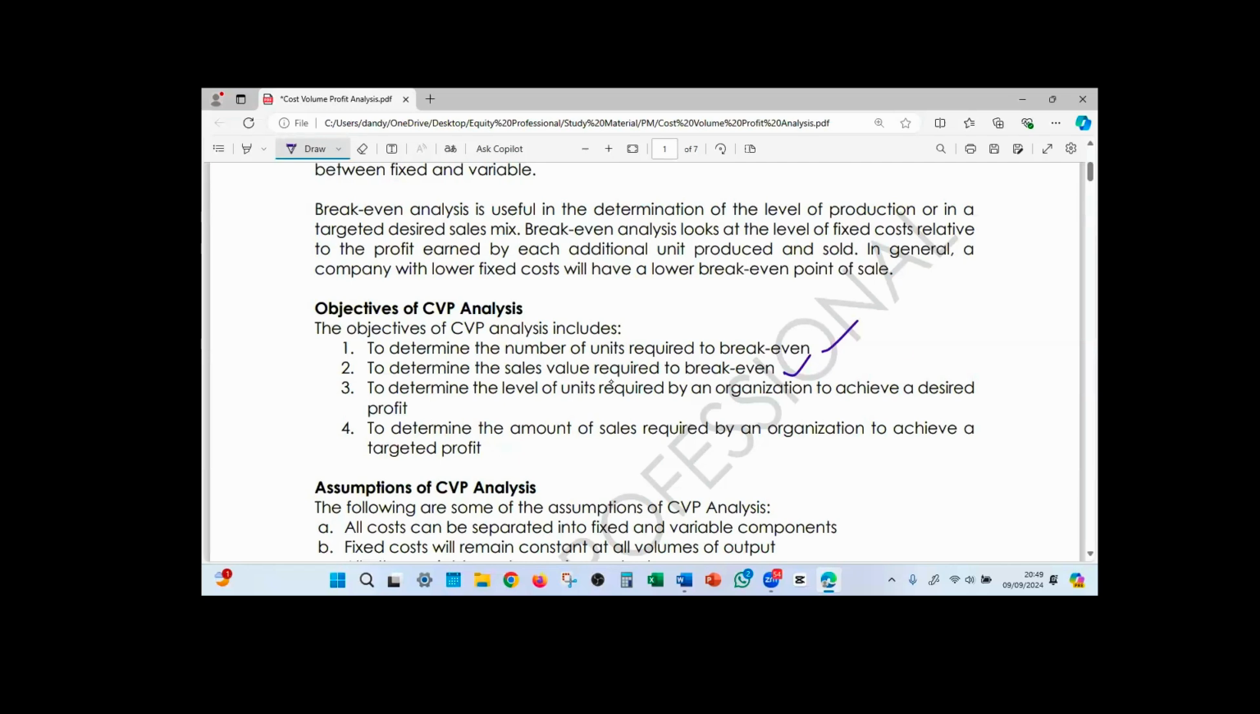So these are the 4 key objectives of CVP analysis, and each of them has its own underlying formulas that you are going to use, depending on the requirements of the question. For example, the first one says that you should determine the units required to break even. When you want to determine the units required to break even, what formula are you supposed to use? Very simple.